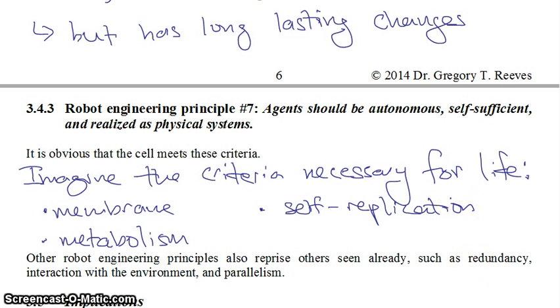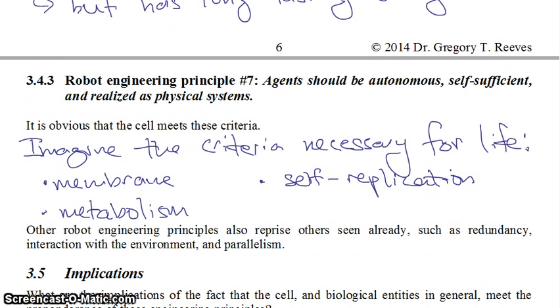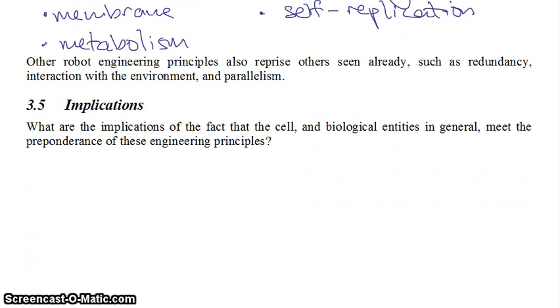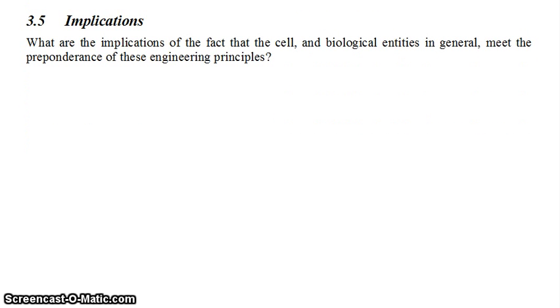So other robot engineering principles that you can find in that reference number 4, they reprise others that we've seen already, such as redundancy, interaction with the environment, and parallelism. So what are the implications of the fact that the cell embodies so many engineering principles? Well, first of all, I think it should be obvious that the cell would embody engineering principles. As I mentioned before, anything that we build, if it doesn't adhere to these engineering principles, then it will fall apart. And of course, it's clear that biology has not fallen apart, and so of course, why would not the cell also have to adhere to these engineering principles?